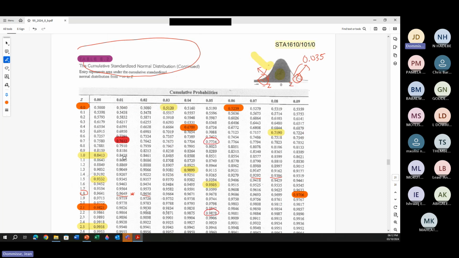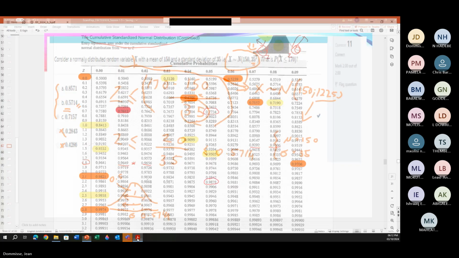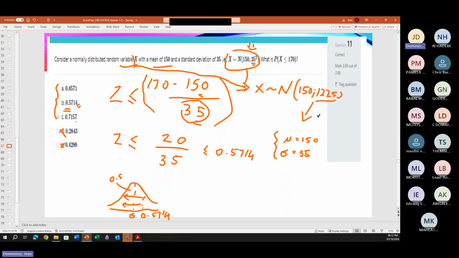Z equal to 0.57, 0.5714. Let's just check. 0.7157. 0.7157. Okay, so that is option C. So we basically worked out the Z. We got the Z as 0.5714. Just be careful that they don't catch you out with that one.